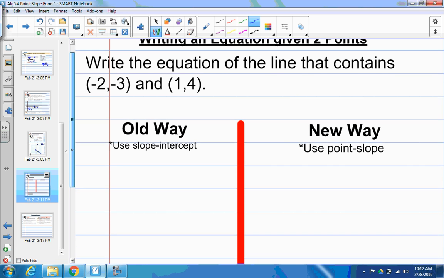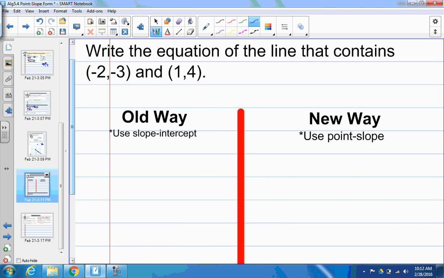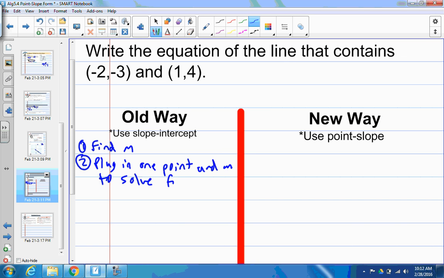The way that we originally learned, and you can do it either way, was find the slope and then plug in 1 point and m to solve for b. And then put m and b into the slope-intercept form.